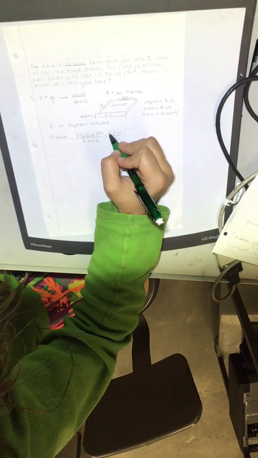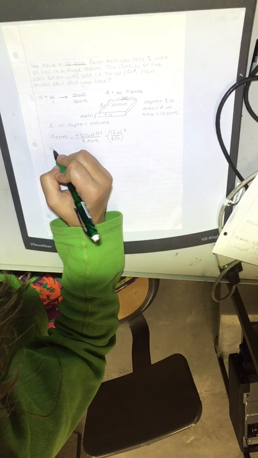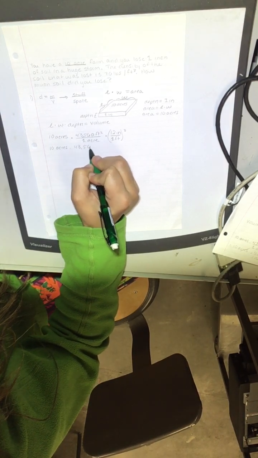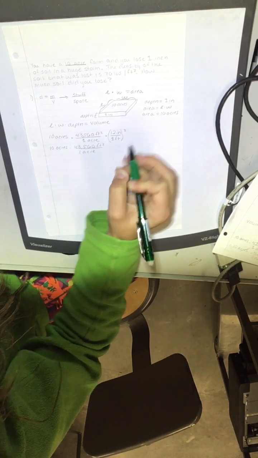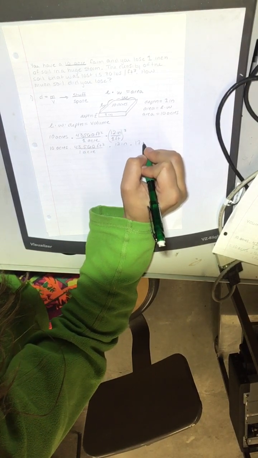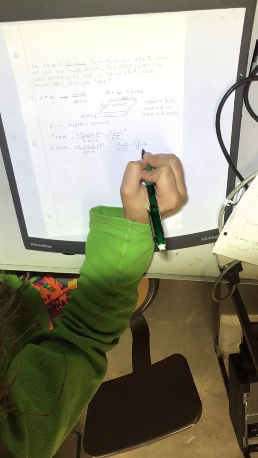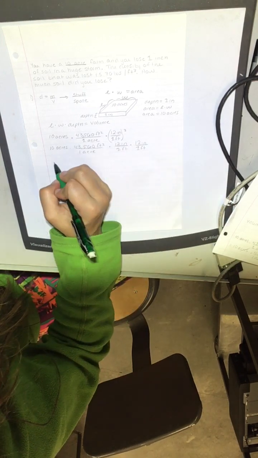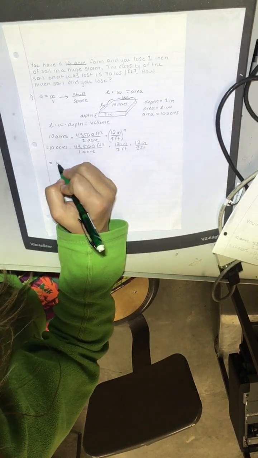So what we're going to do is we're going to square this entire term. And that's essentially saying we have 10 acres times 43,560 feet squared in 1 acre times 12 inches times 12 inches per foot. Right. And when we do this, we get, let's write it all out again.